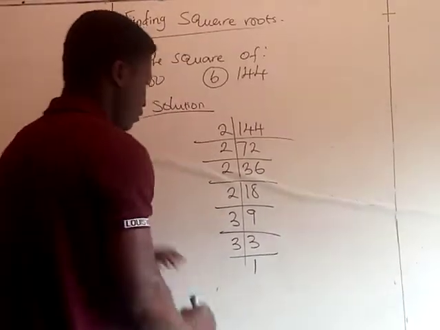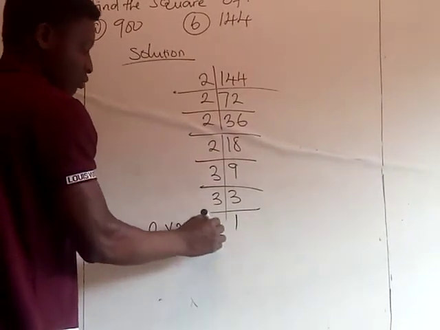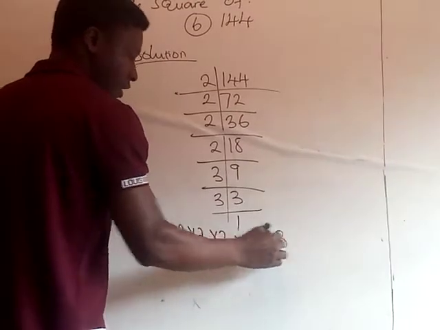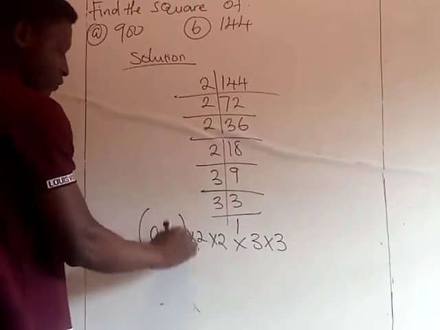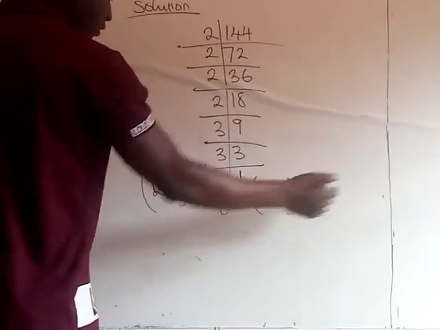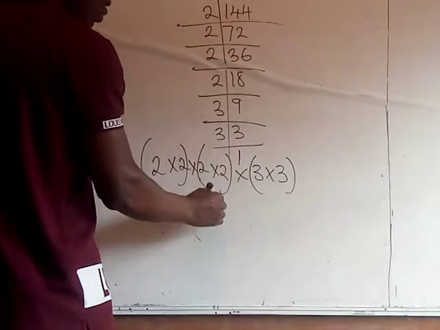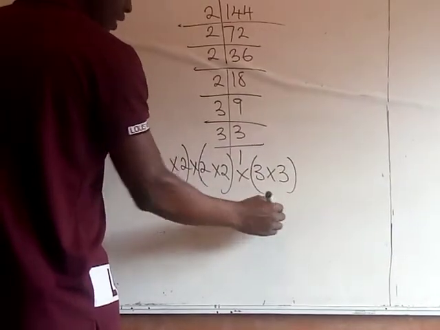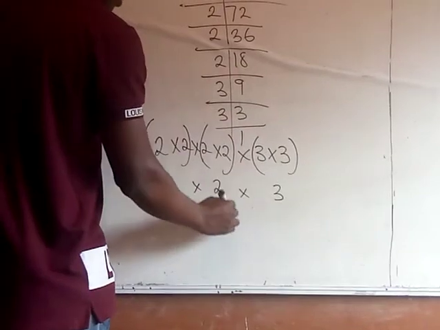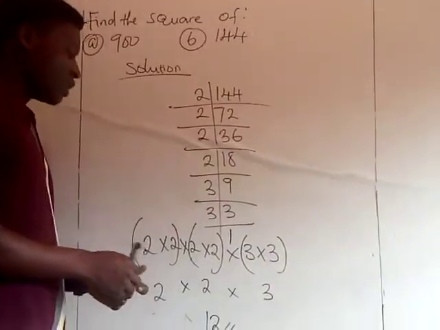So this becomes all this: 2 times 2 times 2 times 2 times 3 times 3. You group them in groups of 2's. Pick one out of them all. You have 2 here times 2 here times 3 here. 2 times 2 is 4. 4 times 3 will give you 12. So the square root of 144 is equal to 12.